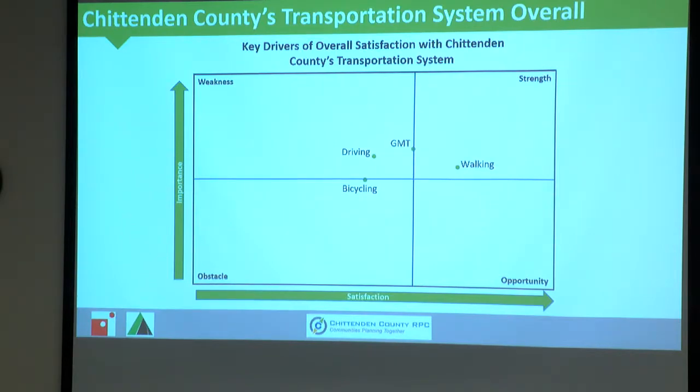Other numbers to focus on here, driving. Driving is a flip side. Driving is probably the area's weakness. It has a very large impact on people's satisfaction, but your ratings are not as high on driving. Green Mountain Transit kind of straddles the middle. It does have a significant impact on people's attitudes, but whether it's a weakness or a strength, it's right on the line where you can define it as one or the other. The fourth that's very interesting is bicycling. People's satisfaction with bicycling has been improving over the past 12 years, and it's becoming more and more important to people.